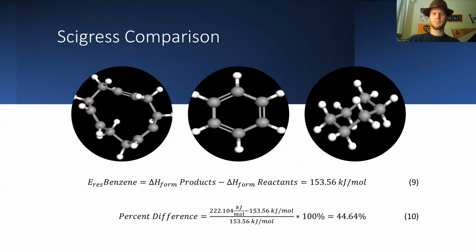Okay, so how does this compare to our computational model, Cygress? Using Cygress, we found the resonance energy of benzene by subtracting the heat of formation of reactants from the heat of formation of products to give us 153.56 kilojoules per mole. Finding the percent difference, we found a difference of 44.64%. So we can see that our other hypothesis was correct in that Cygress gave us a lower resonance energy of benzene.